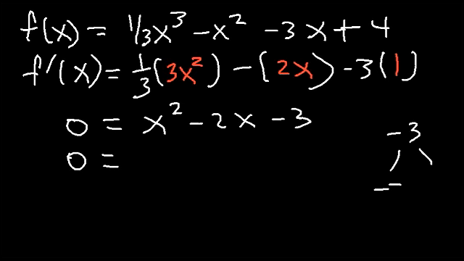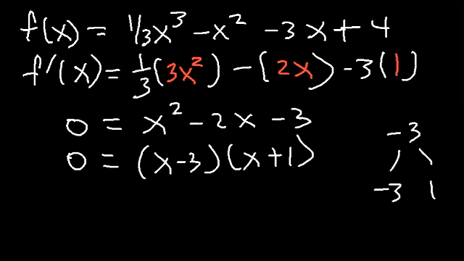This is going to be -3 and 1. -3 times +1 is -3, but -3 plus +1 is -2. So it's x minus 3 and x plus 1. So the critical numbers in this graph are 3 and -1.